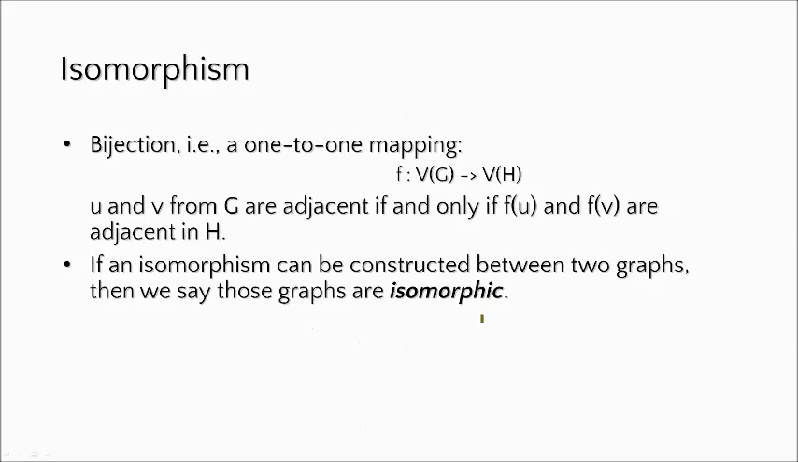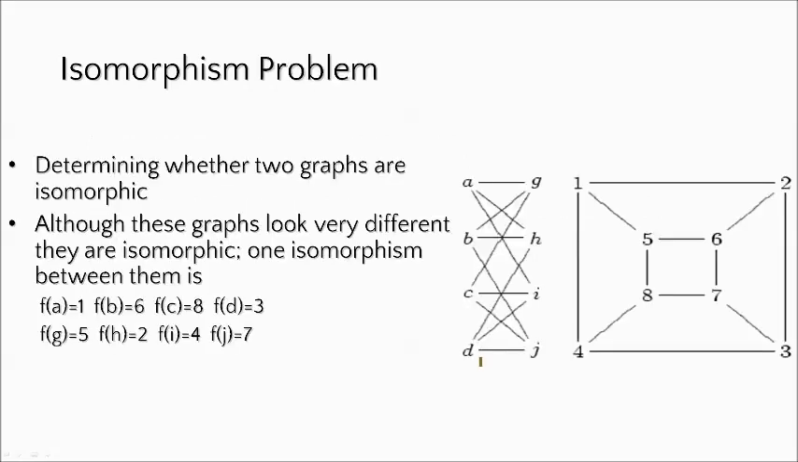We also have isomorphism. So we have a one-to-one mapping: u and v from G are adjacent if and only if the function of u and the function of v are adjacent in H. So if an isomorphism can be constructed between two graphs, then we say those graphs are isomorphic. This is an example of the isomorphism problem, where we determine whether two graphs are isomorphic.